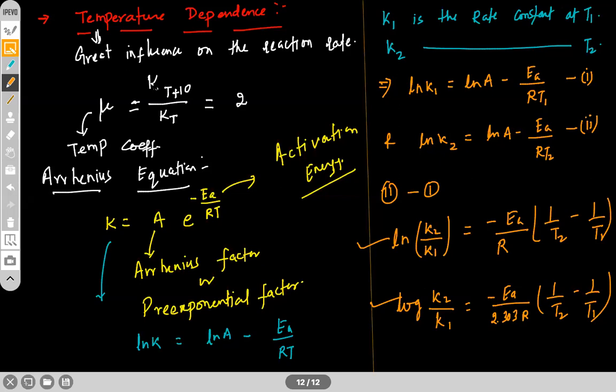Yeah. So now when you look at this reaction, we know that when the rate constant increases, the rate of the reaction also increases. So if you look at the expression that I have given just now, what we can say is, as temperature increases, then the rate constant K increases, and hence the rate of the reaction increases. You can understand this point.